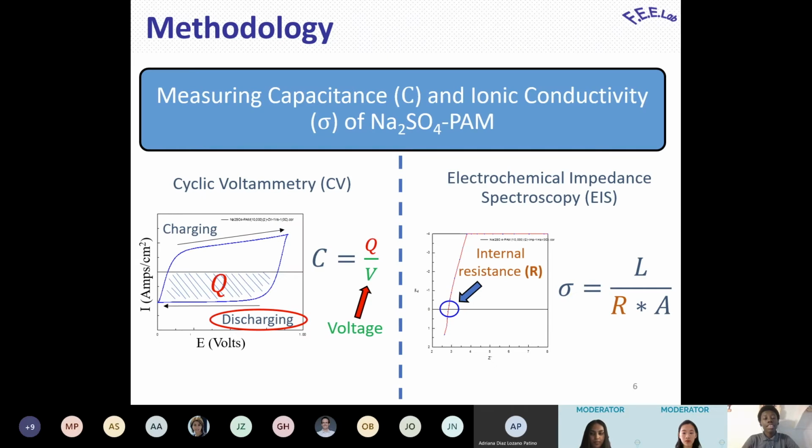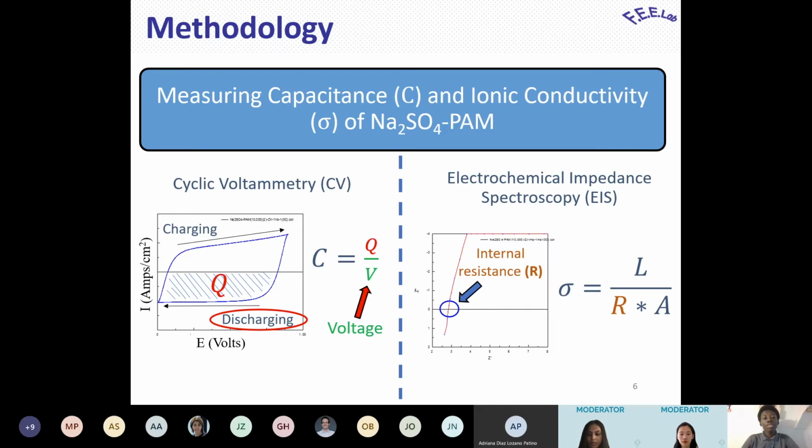So to do that, the methodology starts by measuring the capacitance and ionic conductivity of sodium sulfate polyacrylamide. I used cyclic voltammetry, which is a technique that measures current as voltage is applied to the cell. The area above the plot is for charging, and below is for discharging. For my study, I used the discharging, which I'll be representing with Q. To calculate capacitance, it's equal to Q divided by the voltage.